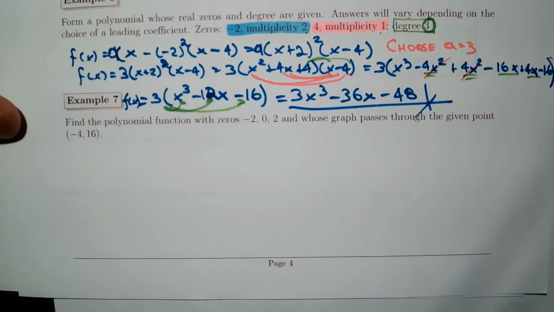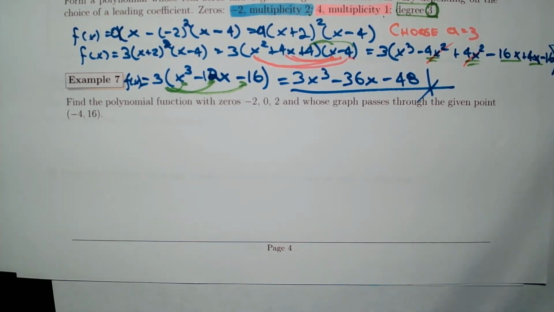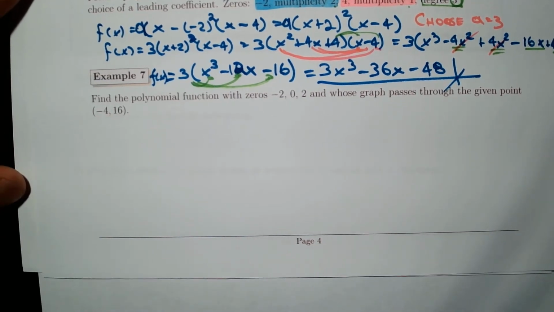Now find the polynomial function whose zeros are negative 2, 0, and 2, and whose graph passes through the point negative 4, 16. That's an interesting problem this time, because in this case we are not just going to choose our favorite value of a. We are given a particular point, a point that actually lives on the function that we are trying to come up with, that we want to obtain the polynomial. So this is what we do.